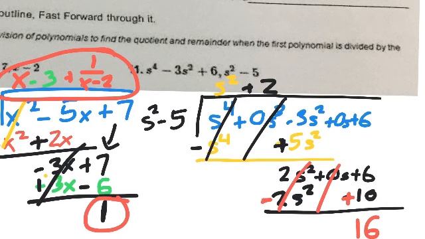So my answer here would be s squared plus 2 with a remainder of 16. Or we could write that as 16 over s squared minus 5 if it asks us to do that.